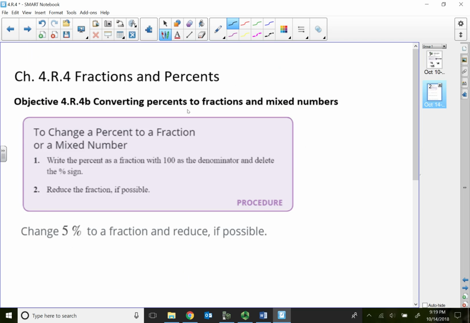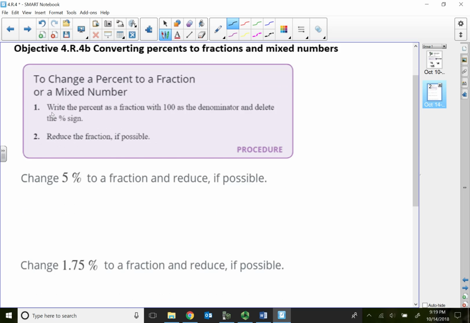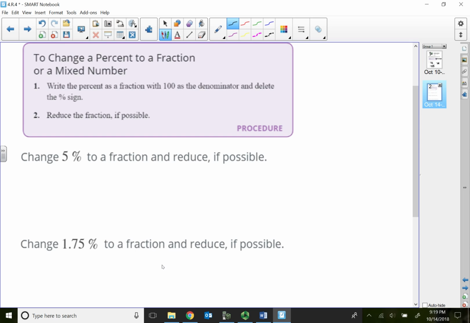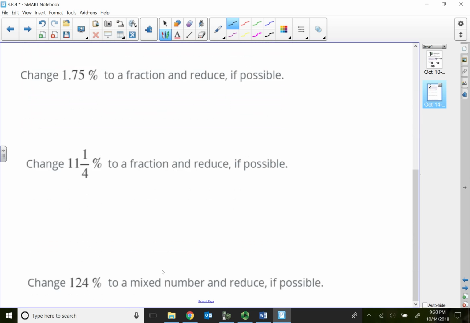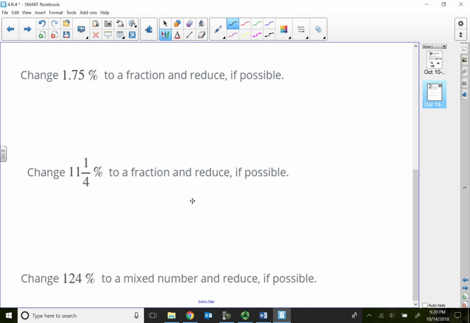All right, let's do it vice versa. Starting you out with a percent, we can turn it into a fraction or a mixed number. We're probably going to turn it into a mixed number only if it's over 100%, just like this one. This is over 100%, so I'm going to convert it into a mixed number. So let's do that last.